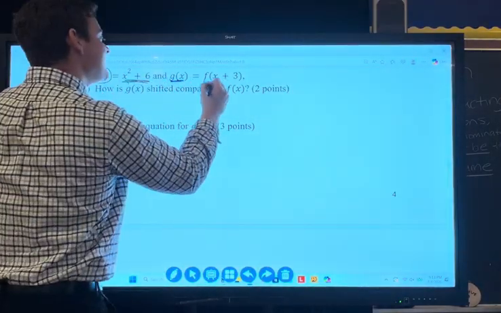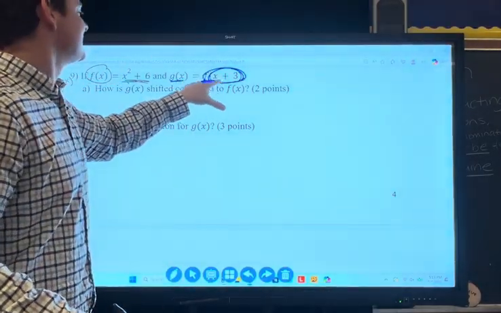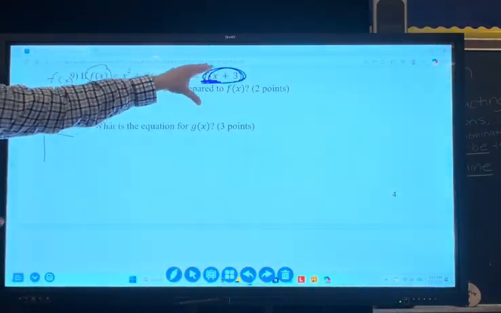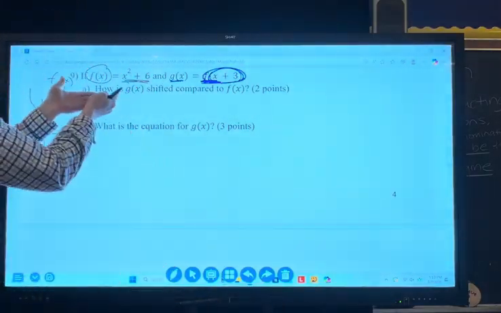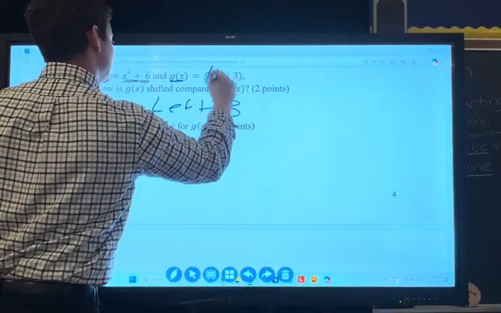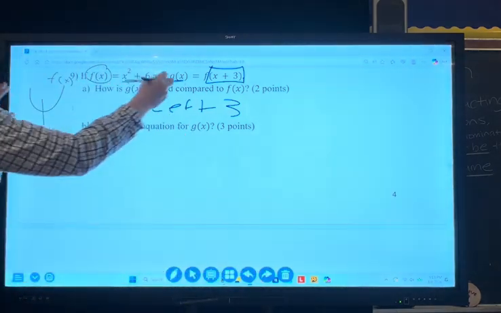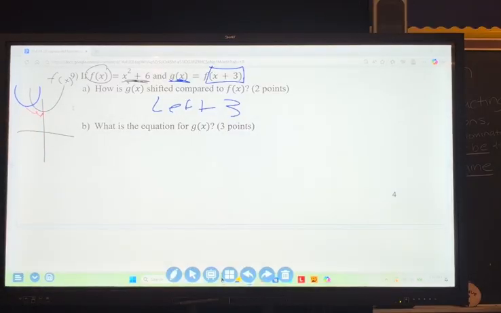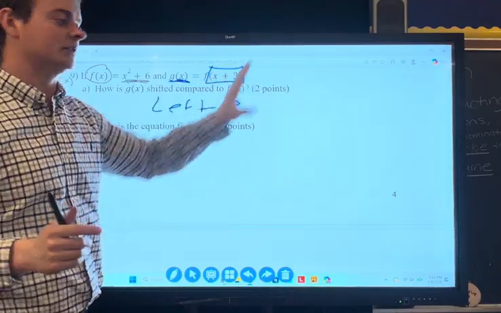And it's the same thing as f of x, if I take f of x and deal with this x plus 3 in parentheses. I just learned that x plus 3 in parentheses means shifted left 3. So how is g of x shifted? It is shifted left 3. So somehow g of x is going to look something like this, shifted left 3. I know that because of the rules from before.